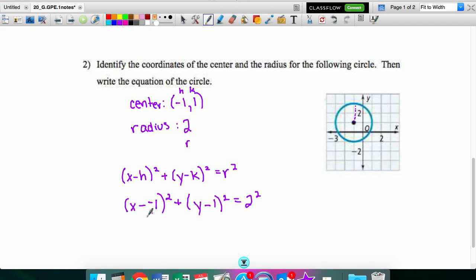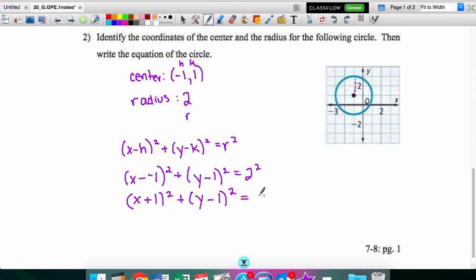Okay, so let's go ahead and simplify any double negatives and any numbers that can be squared. So I see a double negative here with the x term, so x minus a negative 1 turns into x plus 1 squared. Plus, y is just minus 1, so we'll just keep it that. And last but not least, 2 squared can be simplified into 4. And there's our equation for this particular circle.